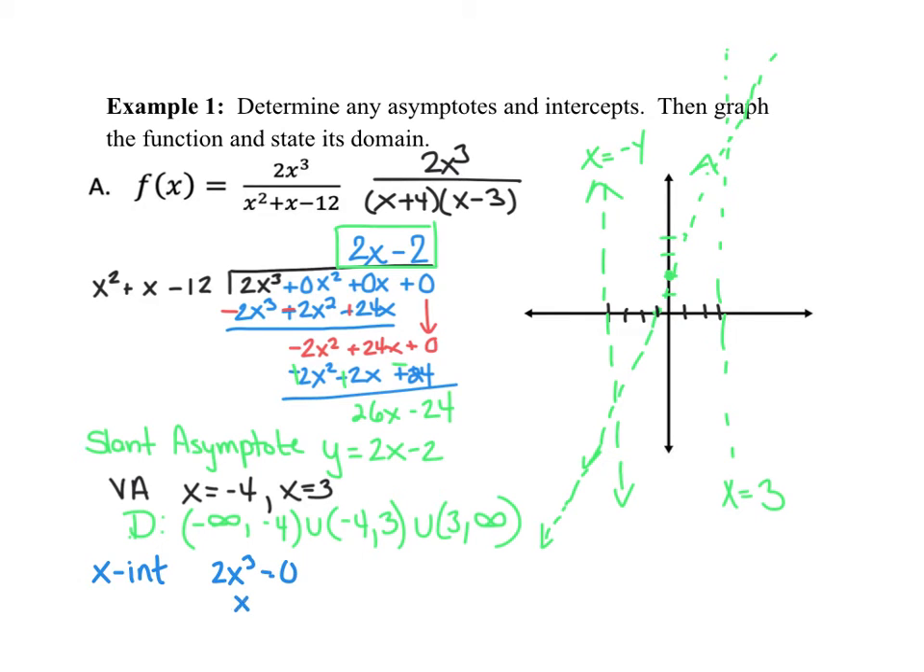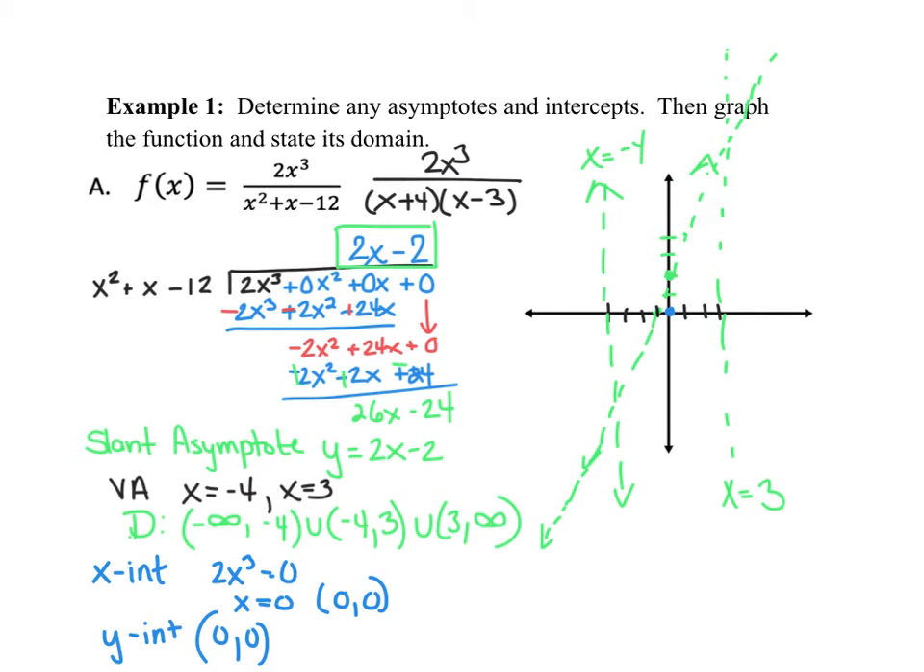So this would produce x equals 0. So (0, 0) is going to be my x-intercept. And that's also going to be my y-intercept, because if I do f of 0, I will also get 0. Okay, so it's going to cross at the origin.